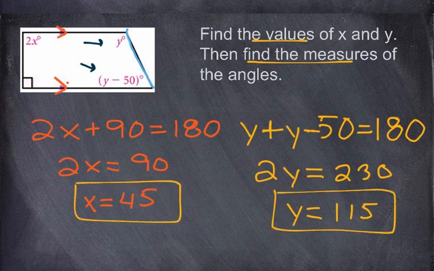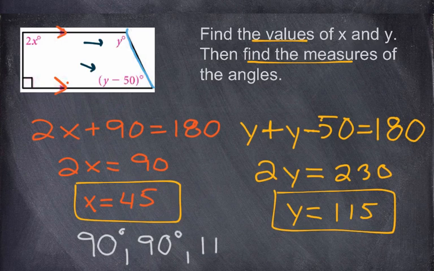Now that's the first set of directions, but it also says find the measure of each angle. Well, we know the bottom left is 90 degrees. 2 times 45, so the top left is 90 degrees. The top right is just y, so that's 115 degrees. And then the bottom right is 115 minus 50, so that would give us 65 degrees.